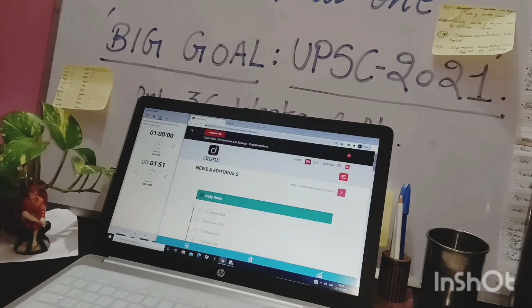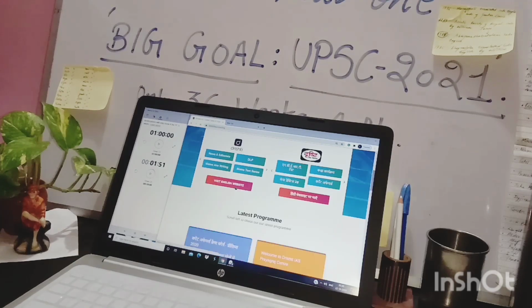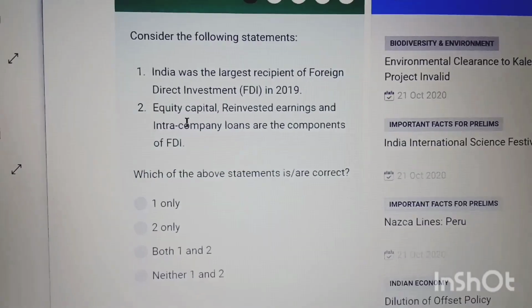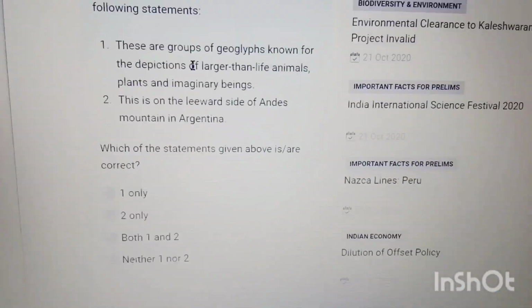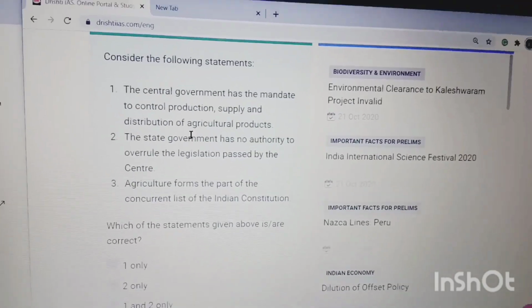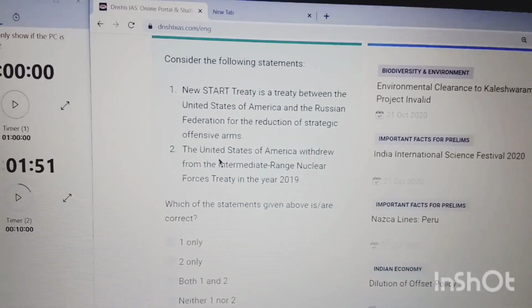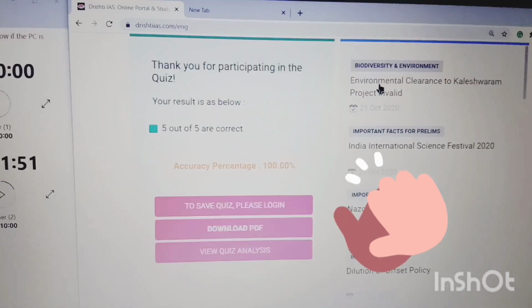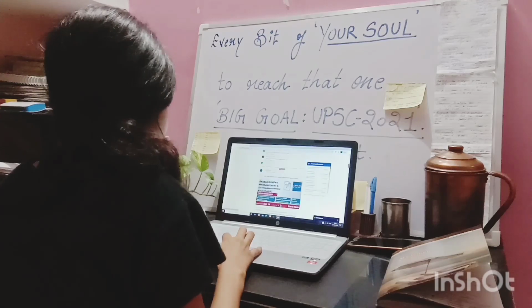I've organized my notes, I've completed the GS week target, and also I have watched the Rau's analysis. Now I'll be practicing some questions. 5 questions of Drishti, 5 questions of Rau's IAS, 5 questions of Insights, in total 15 questions, which I do practice every day. So I'll do that first. Recording myself. Okay, but yes, on a serious note, do practice these quizzes, they help you a lot.